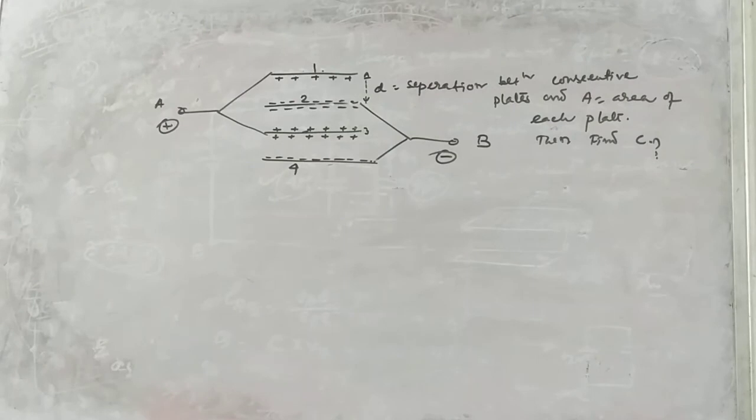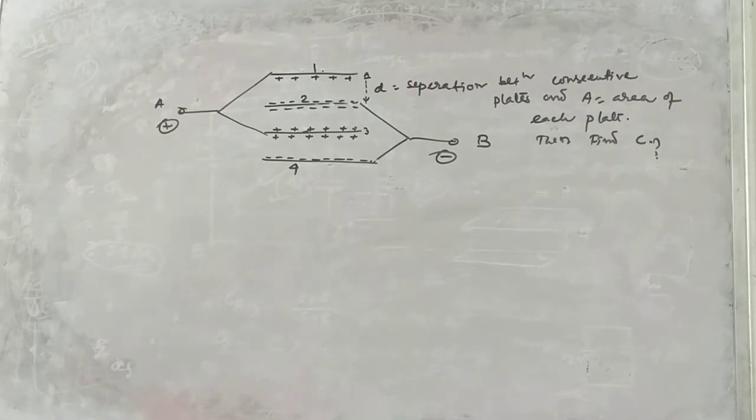So the plates will be charged like this. Plate 1 will get positive charge, plate 2 on both sides will get negative charge, plate 3 on both sides will get positive charge, and plate 4, on one side (we consider only one side), will get negative charge.